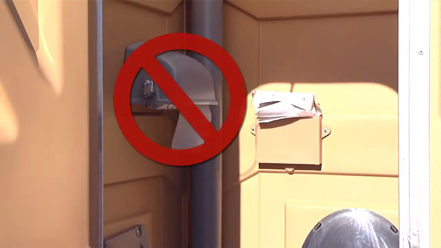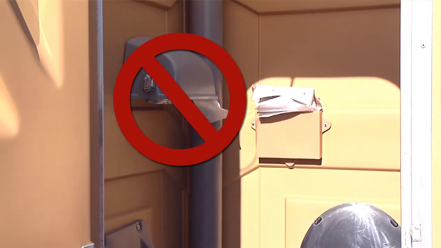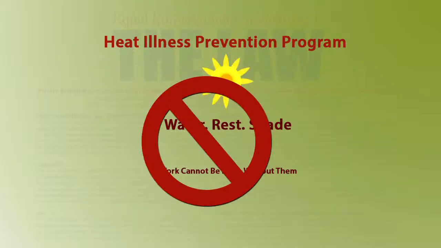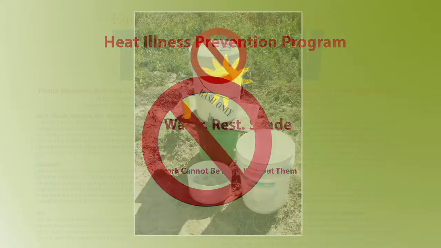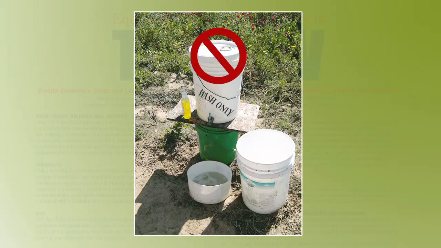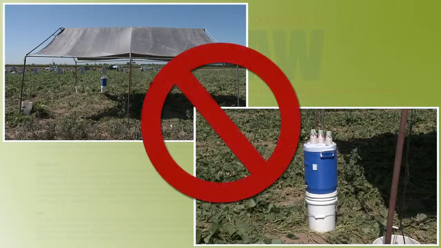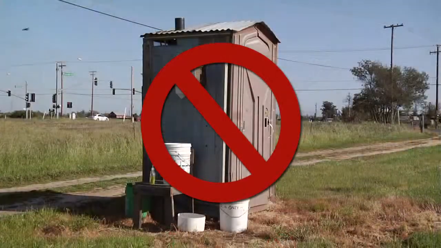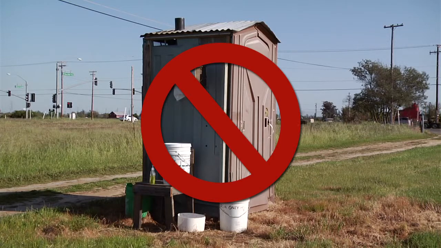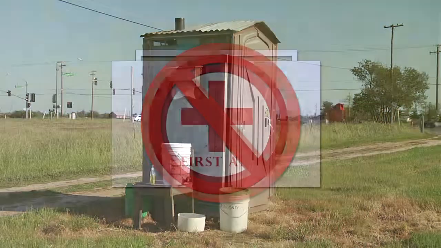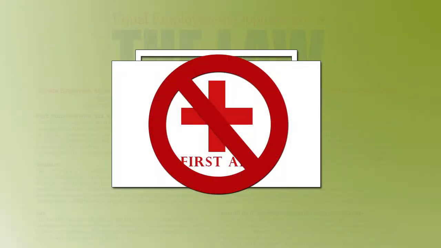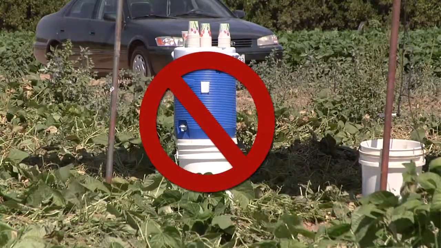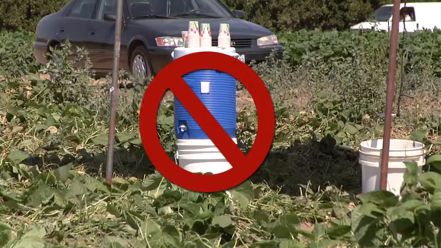For example, you can be fined for having a toilet with no toilet paper, if you do not have a written IIPP or heat illness training program, if you do not have a lid on a hand washing tank, or don't have shade or potable drinking water available. No hand washing facilities and not having enough toilets for workers can also result in a fine. In addition, if you do not have a first aid kit available or have unclean drinking water or do not have single-use cups, can all result in a fine.